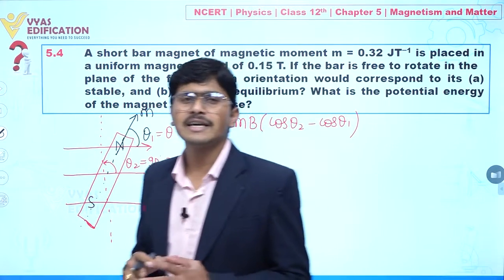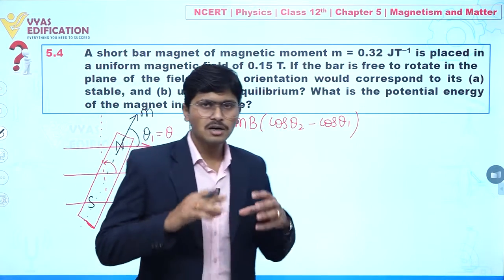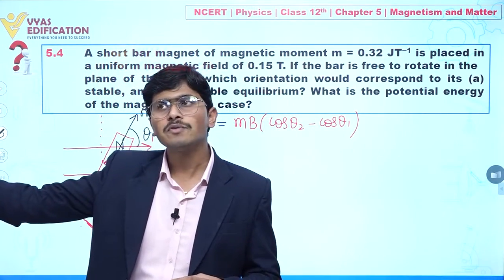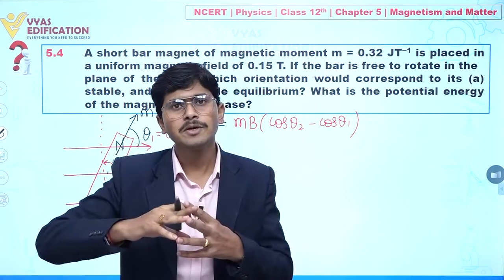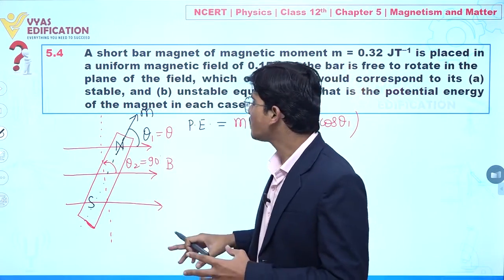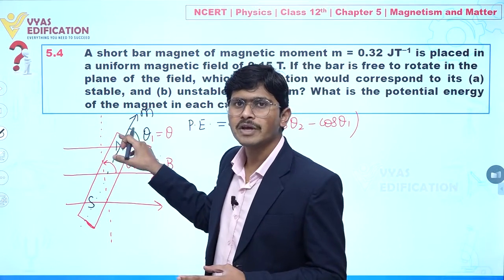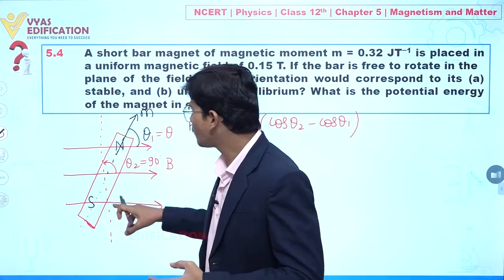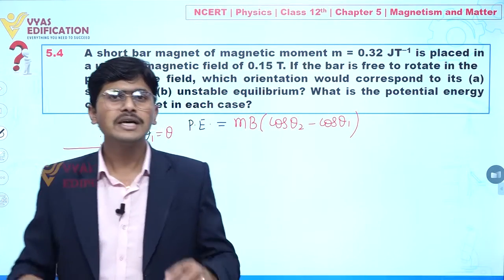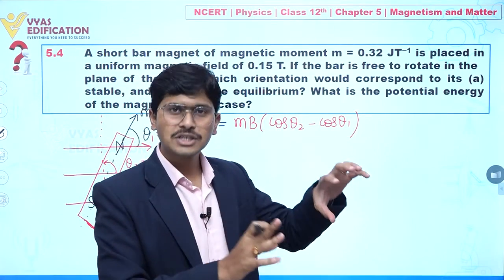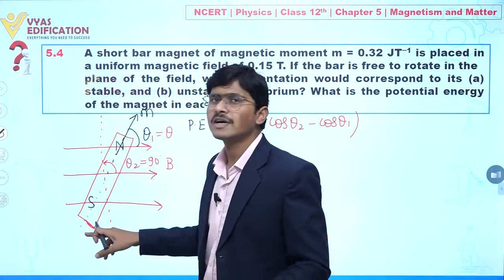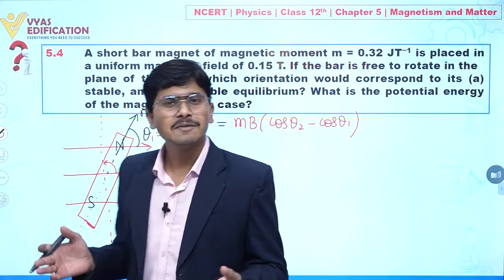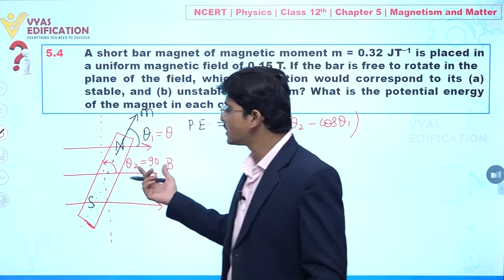Now you may ask, sir, why are you taking the reference at 90 degrees? Because let's suppose we bring the north pole from infinity to a certain point, and we bring the south pole from infinity to a certain point. For the north pole we have to apply some force against the repulsive forces, and for the south pole some force against the attractive forces, so that both poles move with constant velocity. It means the net work done at a position perpendicular to the magnetic field is always 0. That's why we take this reference at 90 degrees.